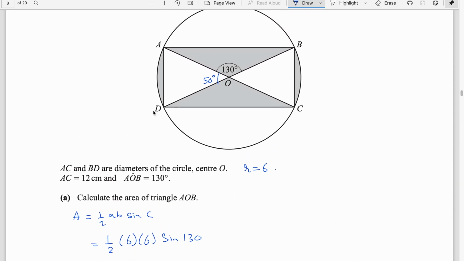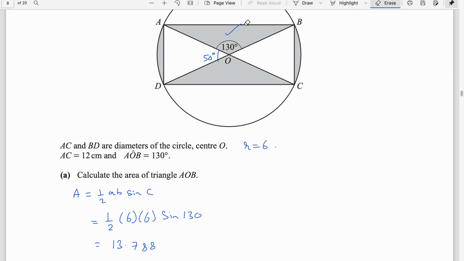Okay. So now for the shaded area, we have two things. One of the areas is already found, which is 13.8. So let's summarize this on the diagram. This area is 13.8. This is also 13.8. Before we proceed, we know that sine of 130 is equal to sine of 50. So even if you solve it separately, 1 by 2 into 6 into 6 into sine 50, you're still going to get the same answer, which is 13.8.